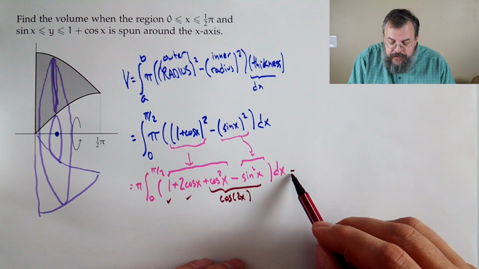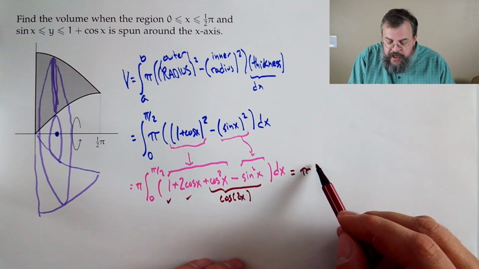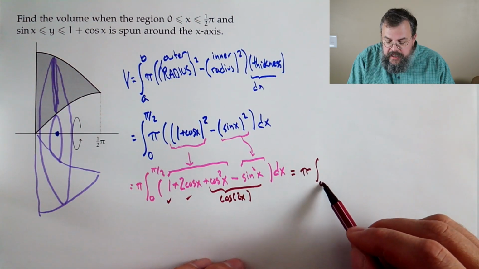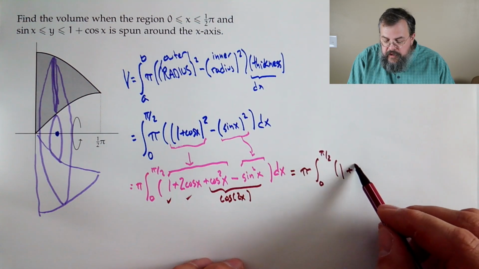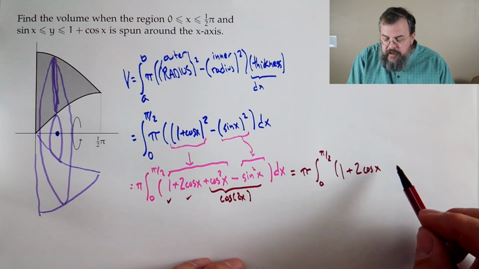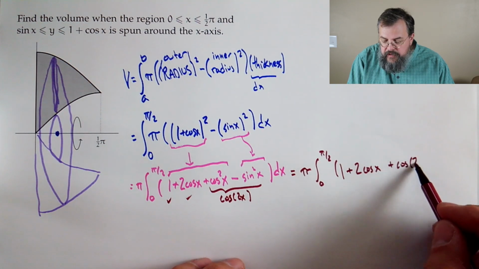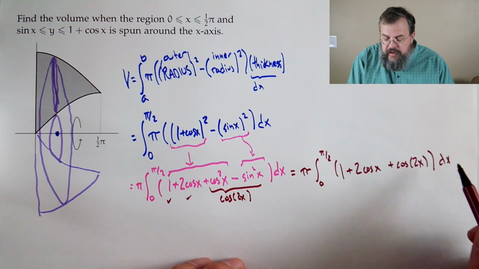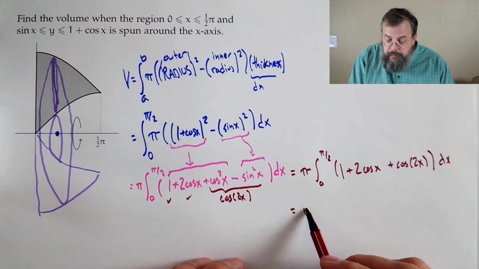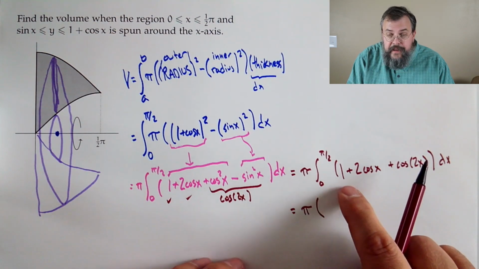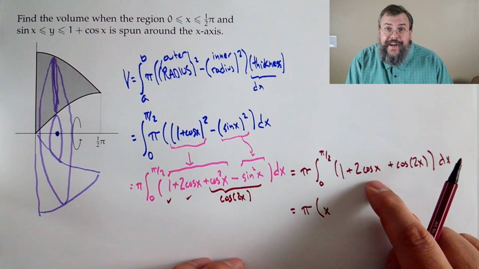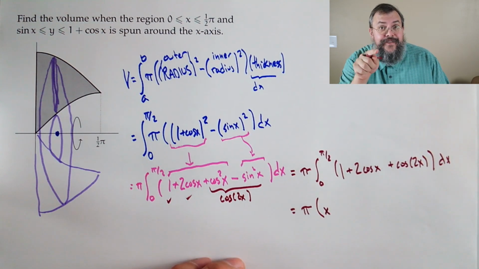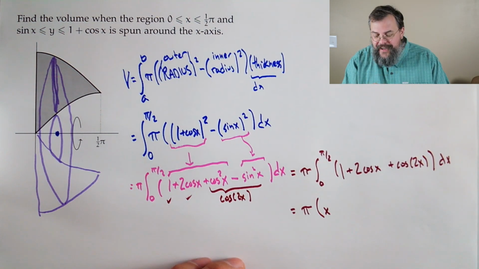So we say, all right, beautiful. We'll rewrite it one more time before we integrate. So pi times the integral from 0 to pi over 2 of 1 plus 2 cosine of x plus cosine of 2x dx. All right, so here we go. Pi times the integral of 1 is x. Nice. Integral of cosine: sine or negative sine? Let's be careful. Is it positive sine or negative sine?